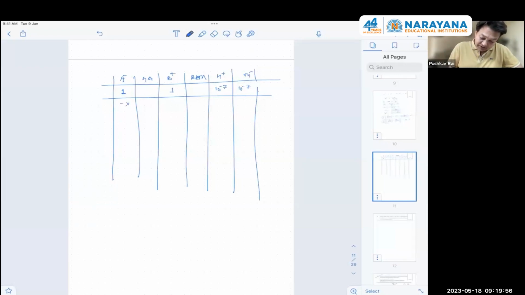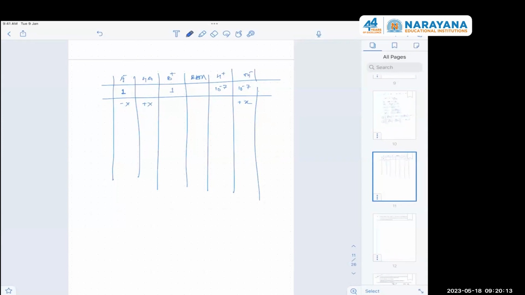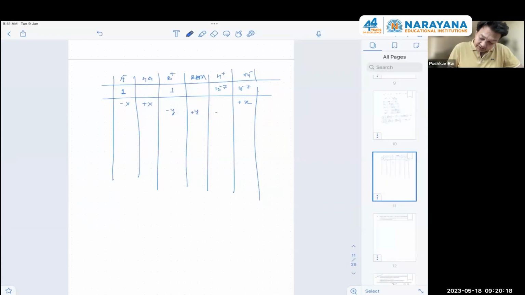It will go in minus x, plus x. And as soon as A negative becomes HA, this will create one OH negative, so here you will add x. Do you agree? When A negative changes into HA, x will be added in OH negative. Yes, sir. So similarly, B positive will be minus y, then this will be plus y, and here y will be added, of course.